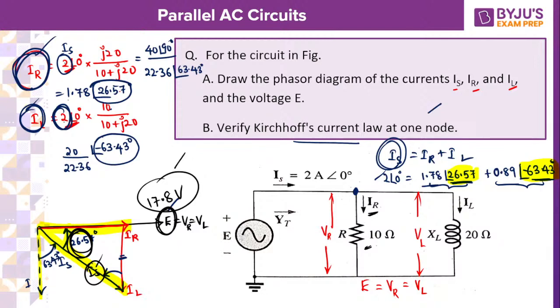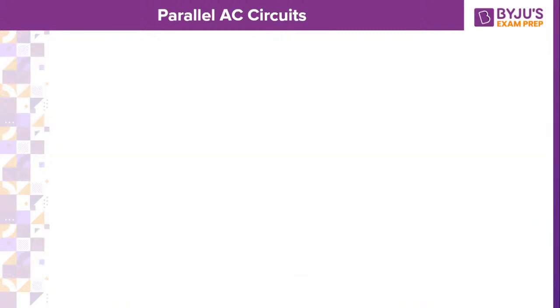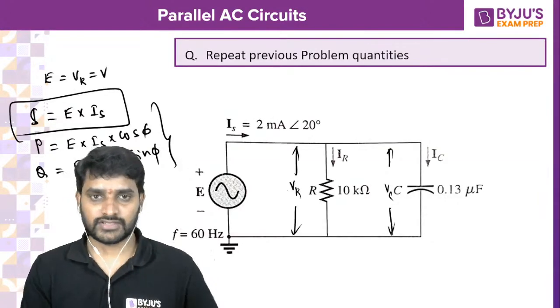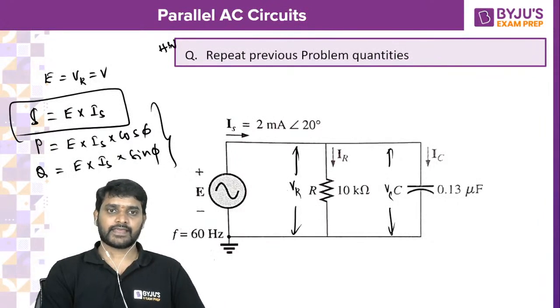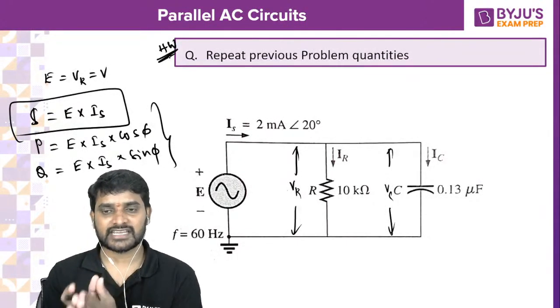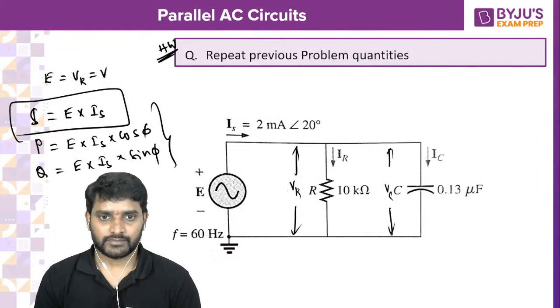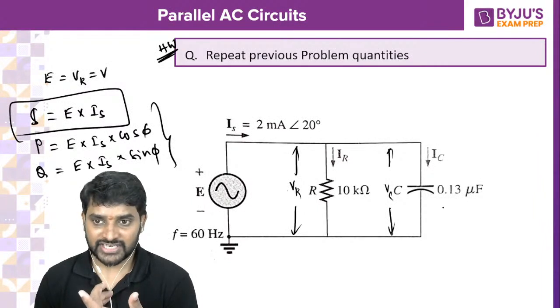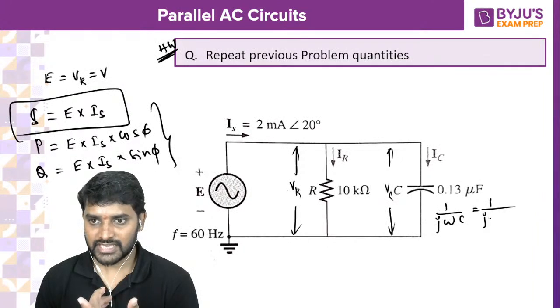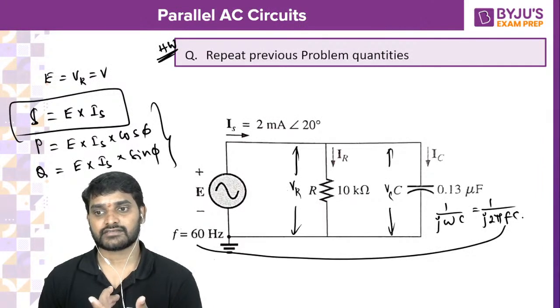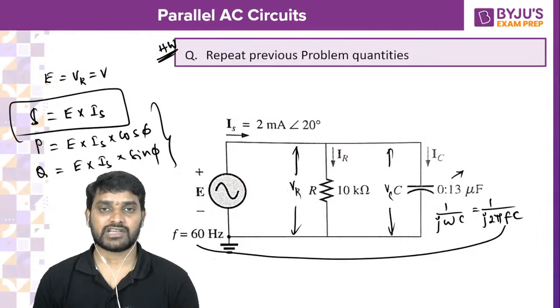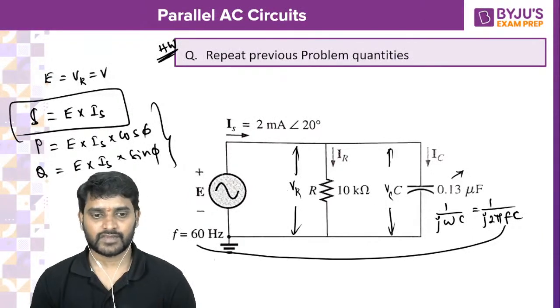So that is active power. V into I is apparent power, and V into I into sin phi is reactive power. Likewise you can do it, so try this one. At least try for resistance current, capacitance current, and then calculate E. Be careful: whenever you want to calculate jXc, 1 by j omega C, we have omega also, j 2 pi f C. So substitute f, 60 hertz is asked, and the C value is 0.13 microfarad. So be careful.